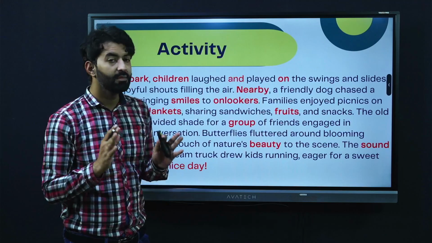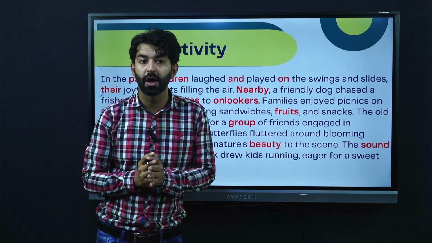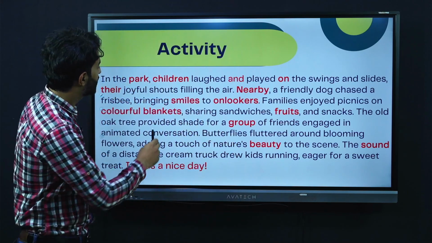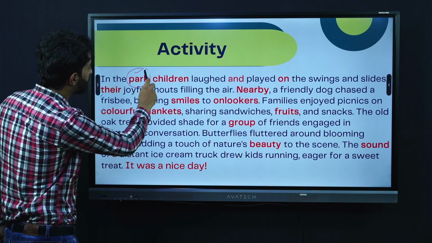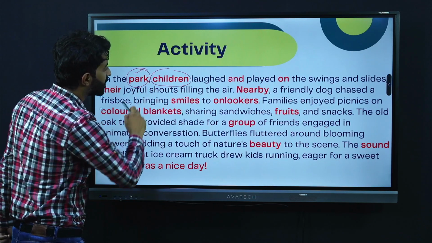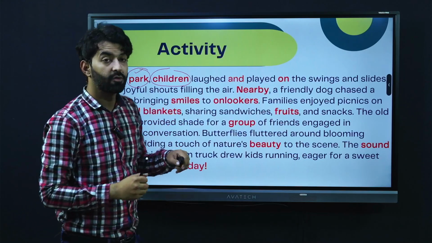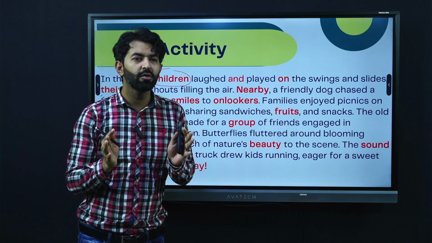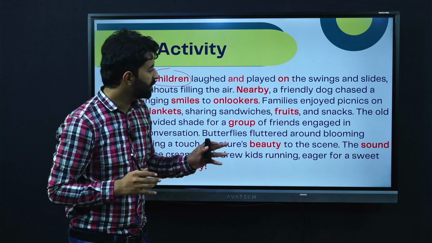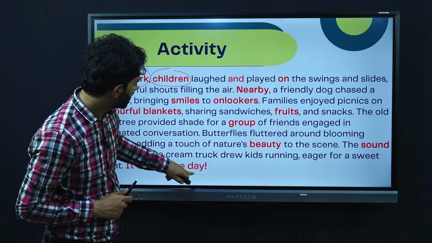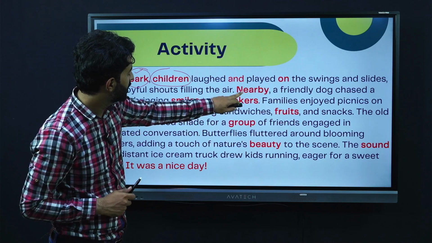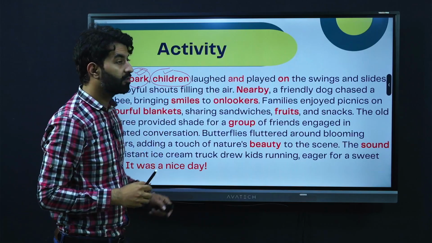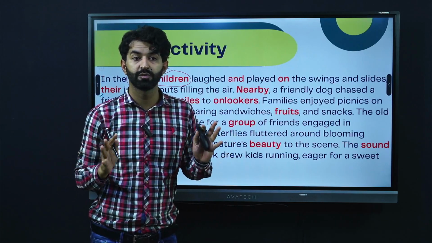Now, I know that you already know about nouns, right? So here is a passage in front of you. The nouns are labeled, in red color, and bold. Now you need to see what kind of noun it is. First, you need to spot all these different nouns, onlookers. Now, let's see.